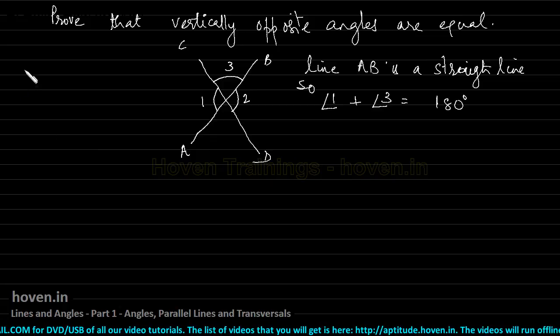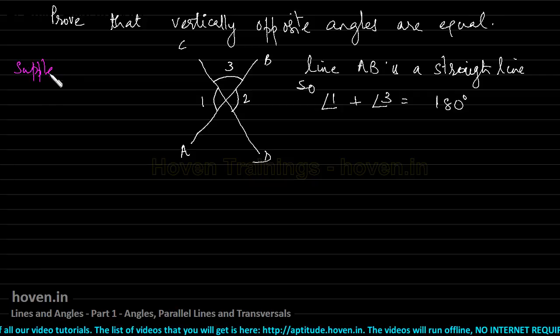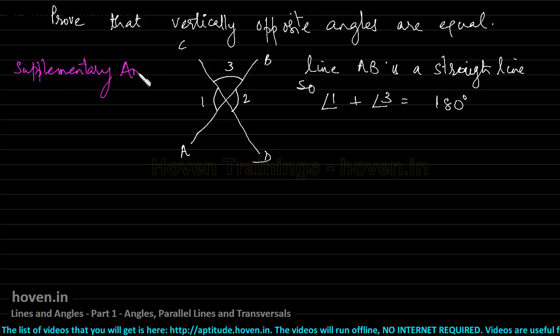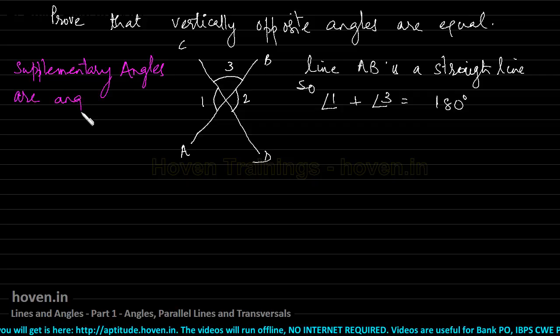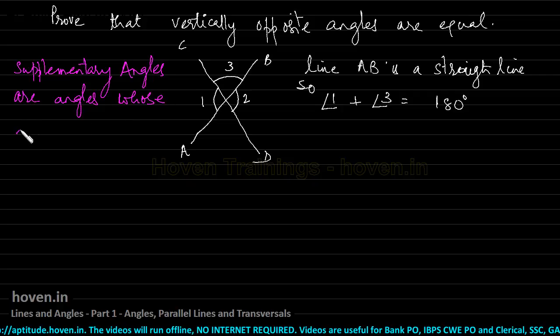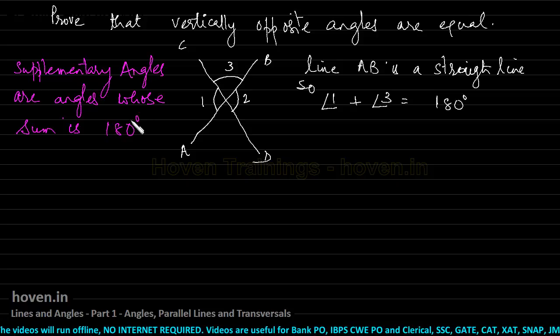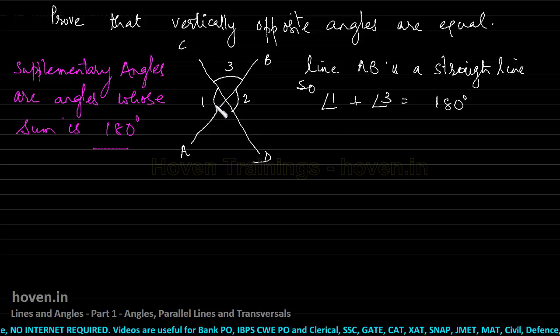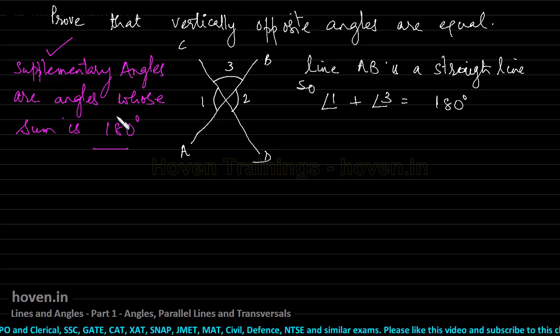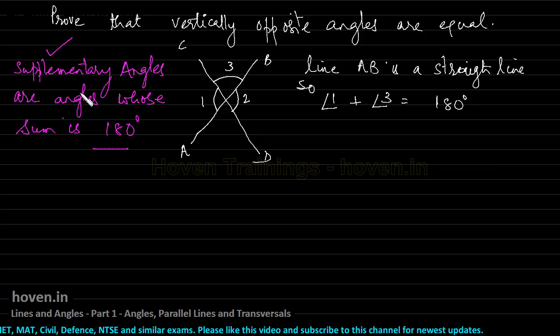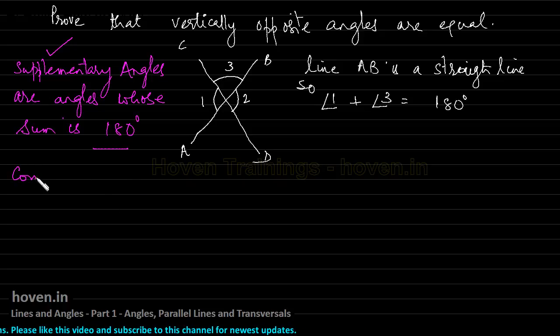On the sidebars, I am writing a definition. Supplementary angles are those angles whose sum is 180 degrees. Therefore, we can say that angle 1 and angle 3 are supplementary. I have written this definition so that your understanding of angles is very complete. This definition is really important because an examiner usually might say that these angles are supplementary, so you should be able to understand that when he says that angles are supplementary, then he means that the sum of those angles is 180 degrees. There is a related term called complementary angles.